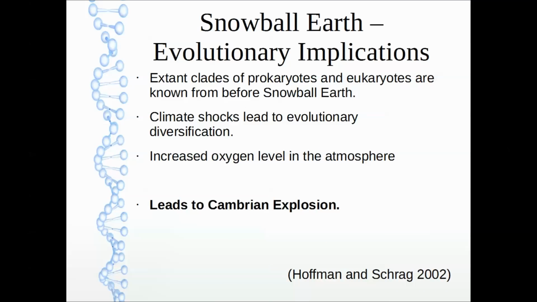Snowball Earth has some important evolutionary implications. Even though it may seem that life on Snowball Earth would have been near impossible, extant clades of prokaryotes and eukaryotes are known from before Snowball Earth thanks to fossils, so life on Snowball Earth was possible. But because of the climate shocks caused by extreme temperature, various refugia, which were teeming with nutrients thanks to hydrothermal activity and limited organic productivity, were created throughout Earth. This gave room for allopatric speciation, making diversification of life possible.